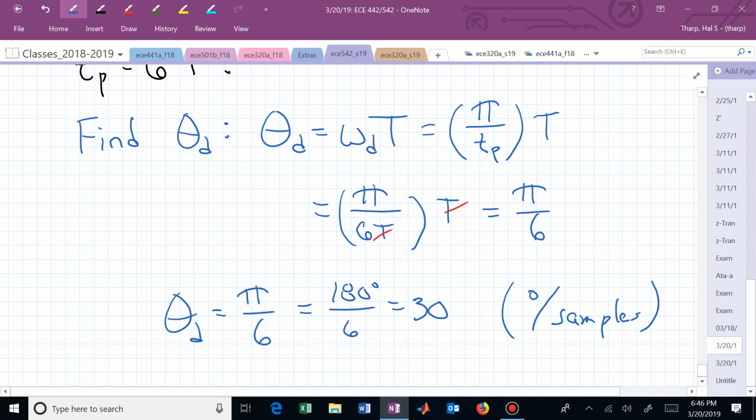And I'm out of time. I have plenty more material. I may put that in after the fact, but now at each sample we're stepping around the z-plane 30 degrees.